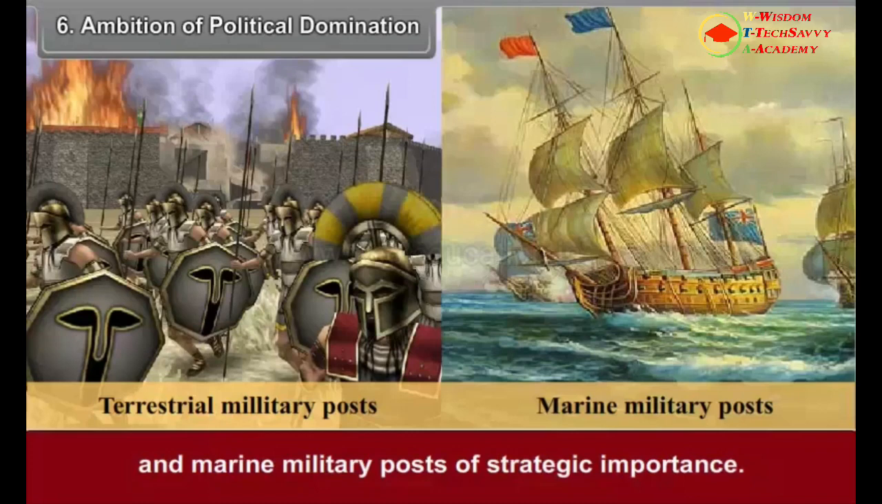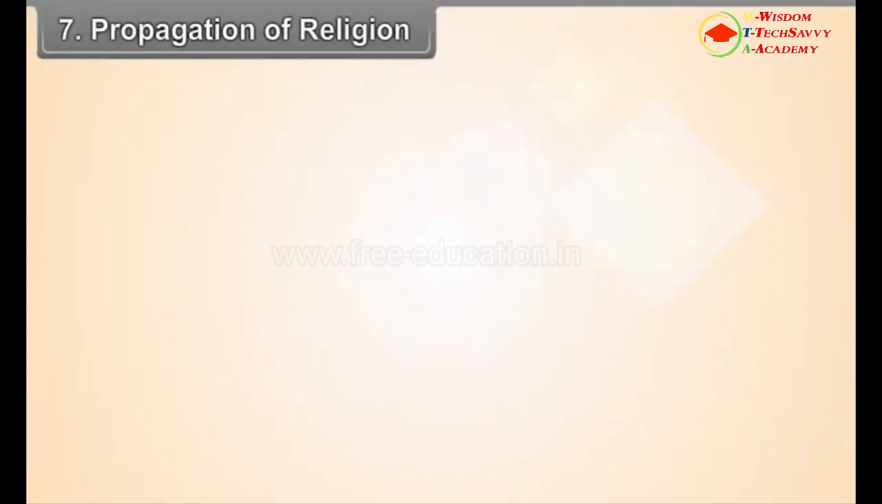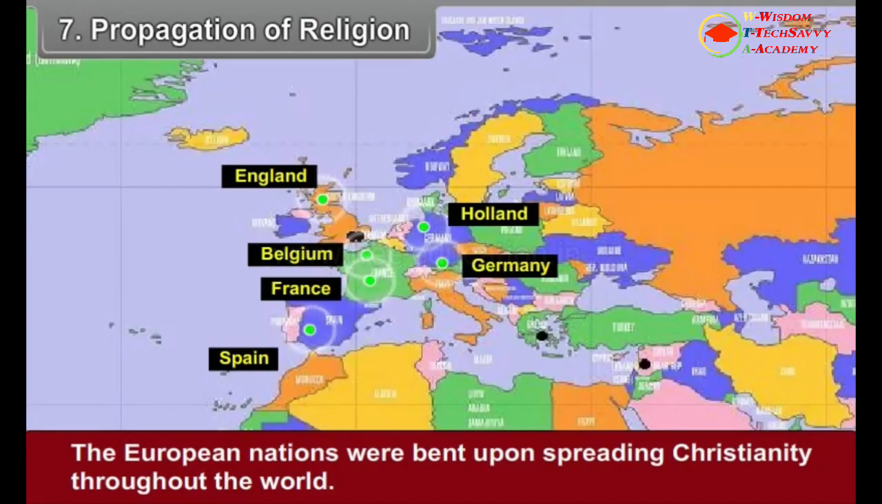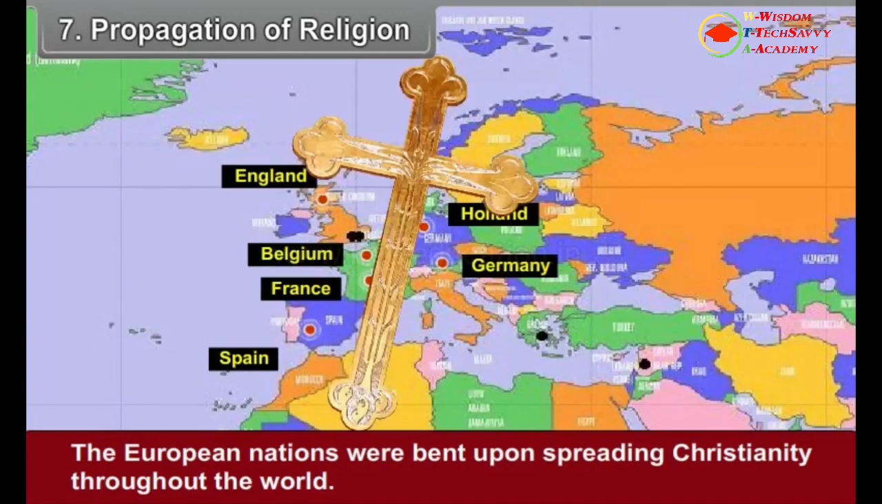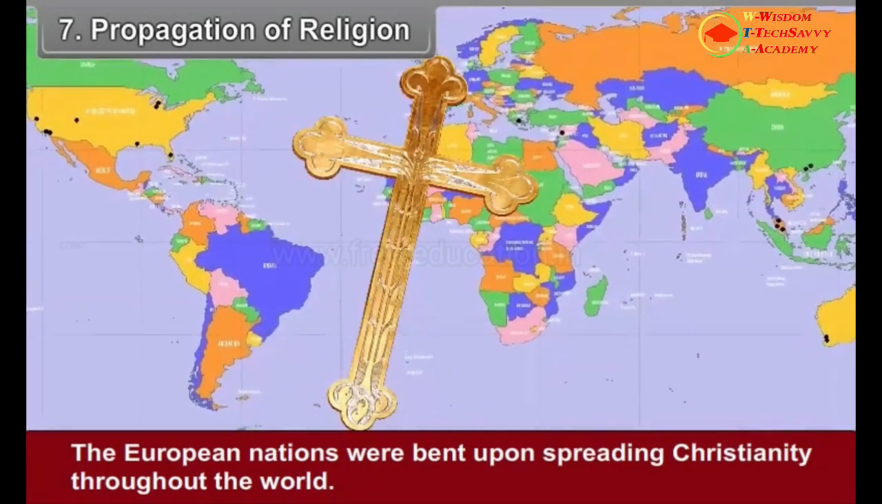This imperial expansion created a sense of suspicion among the European nations. The attempts of colonization increased and the nations began to strengthen their security. Seventh, propagation of religion. The European nations were bent upon spreading Christianity throughout the world.